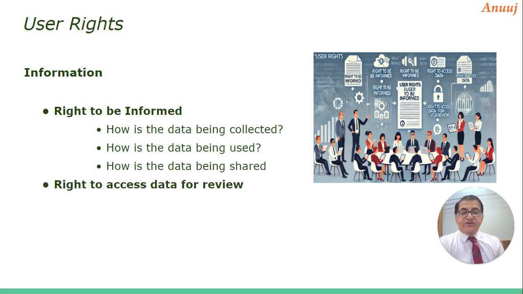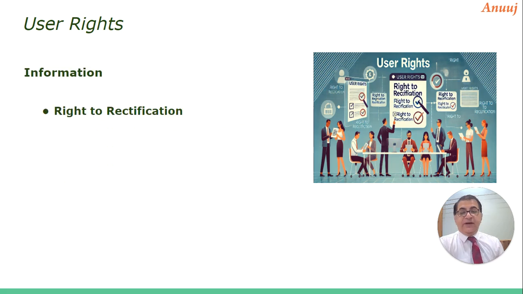The second right is the right to access that data for review. I can always come back to you and say you have my data with you, I want to see what information you have in your record, and maybe I demand a review for it. Maybe I demand a correction, or my third right, which is the right to rectification. Maybe I come back to you and say I want this particular piece of information to be rectified, right? So I can request a correction.